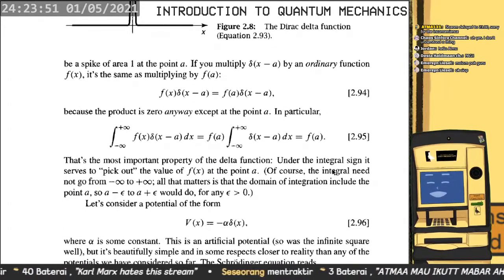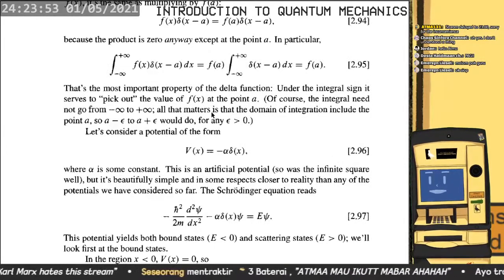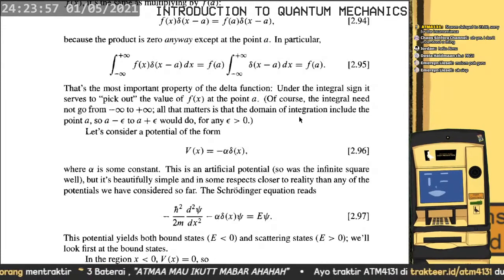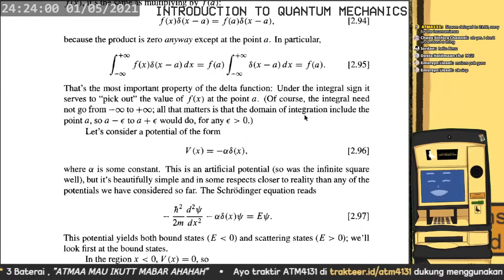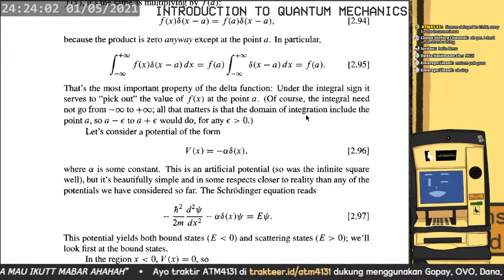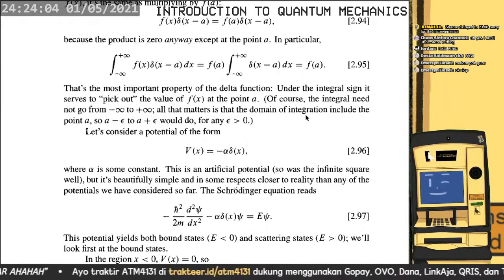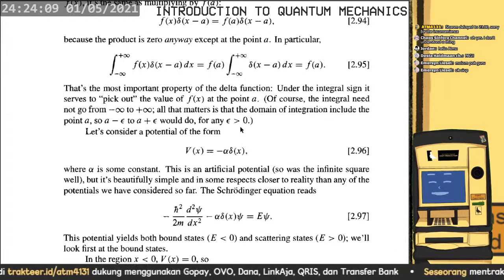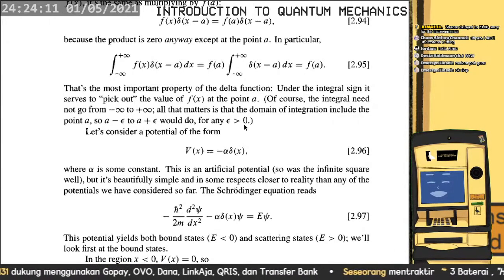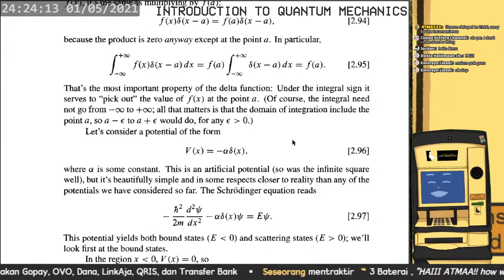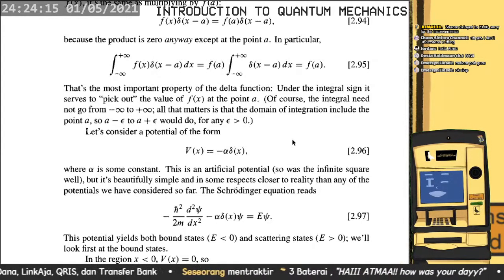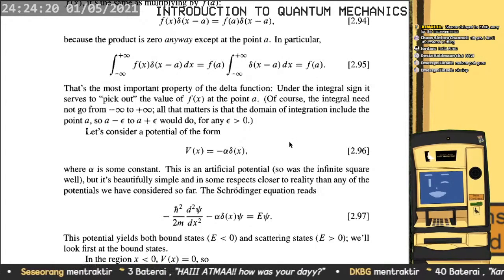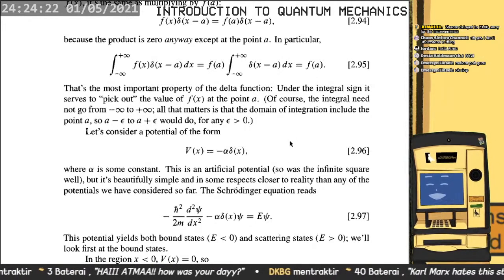In particular, this. The equation, that's the most important property of the delta function. Under the integral sign, it serves to pick out the value of f of x at the point a. Of course, the integral need not go from minus infinity to positive infinity. All that matters is that the domain of integration includes the point a, so a minus epsilon to a plus epsilon will do for any epsilon greater than 0.